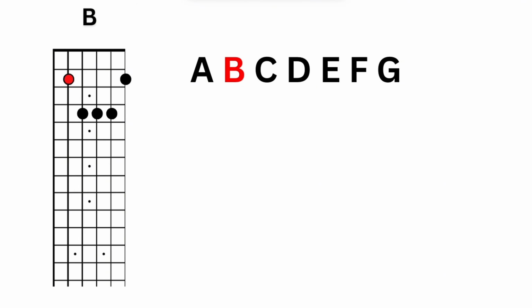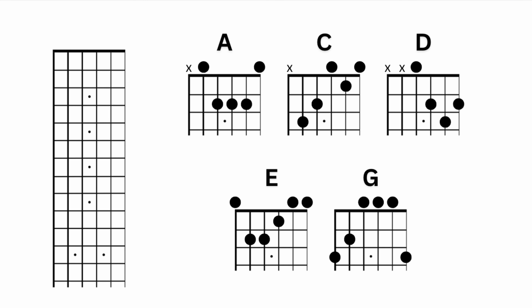What's the next chord? If we move that chord shape again, what chord are we going to find? C, exactly. And what's the next chord going to be? D, exactly. And so on. E, F, and G. All chords with one shape. So what are those 5 chord shapes I told you about? They are your open chords. A, C, D, E, G.